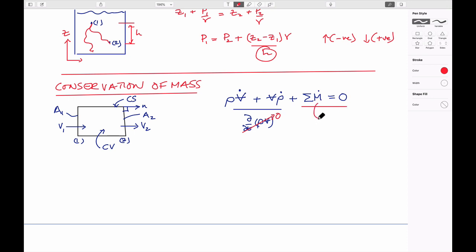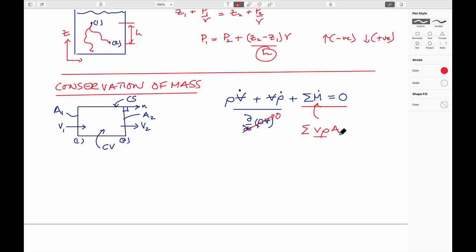These mass flow rates we can always define as being equal to the sum of the velocity times the density times the area. So the mass flow rate is just this term here, multiplied by the area through which it flows, which gives the total amount.